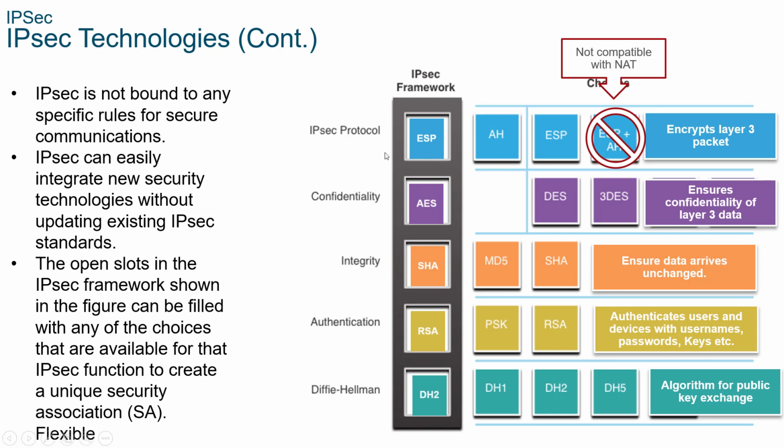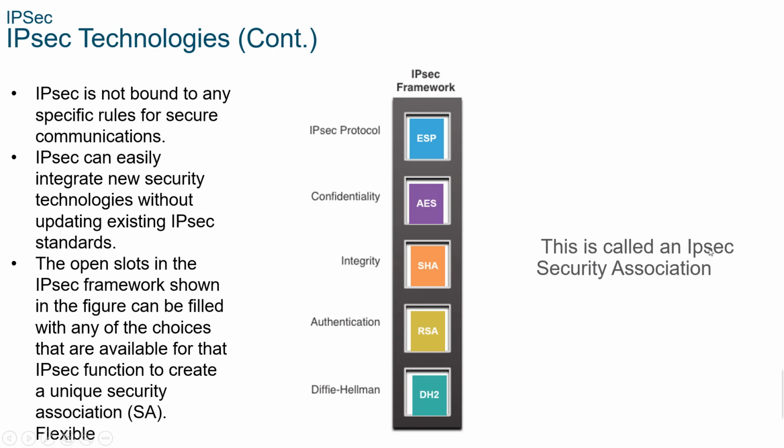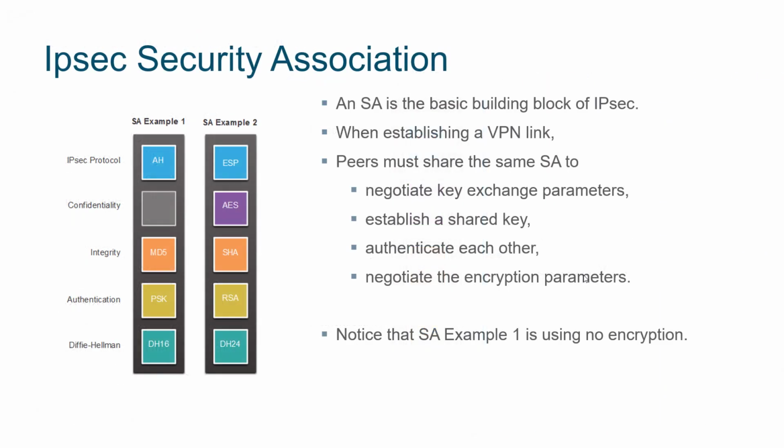This is called an IPsec security association. Whatever I have put into the framework is associated with each other for my network. The security association is the basic building block of IPsec. When the VPN is established, each peer on either side is running a security association, and the security associations have to match. So I've got to have the same thing to negotiate the key exchange on the source and the destination.